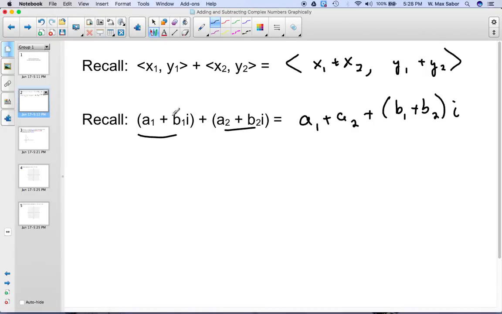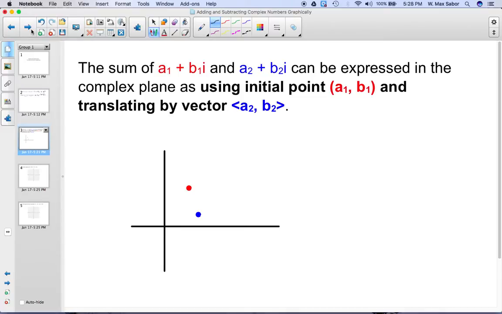Now, it's important that I mention rectangular form. We're not talking about trigonometric form. This is really useful when we're dealing with rectangular form of complex numbers. The idea is we can represent the sum of these two things in the complex plane by using an initial point and translating by the vector of the other point.